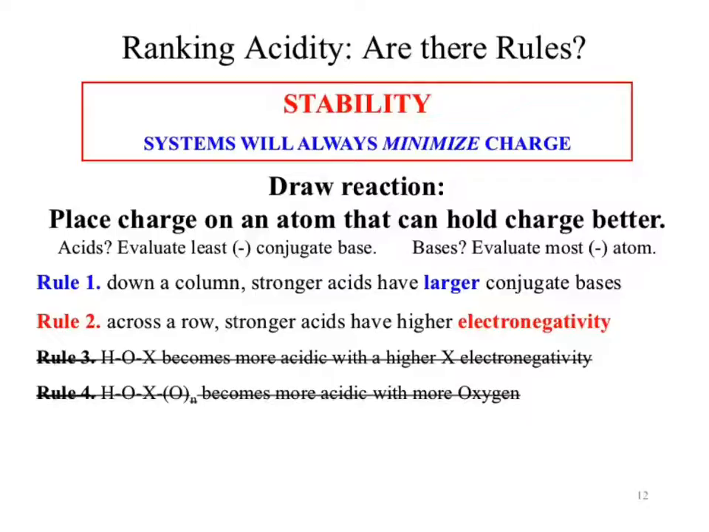So when we look at general chemistry, they'll go through and rank acids and bases. Typically, they only rank acids. And they come up with these rules. Okay? Rule 1, down a column, stronger acids have larger conjugate bases. What? What are they saying?